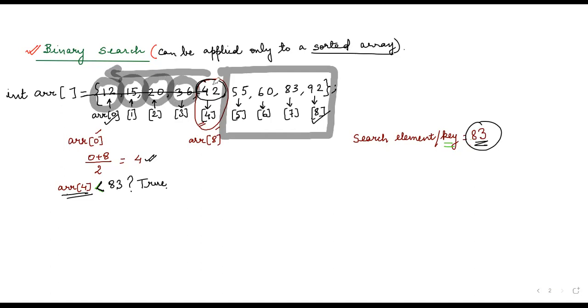Yes, 40 was checked, one element checked so far. But these elements 12, 15, 20, 36 are less than 42, so these elements are definitely not going to be 83. Now which elements will our compiler focus on? From 55 to the last one, 92.